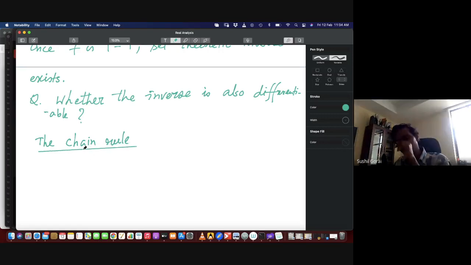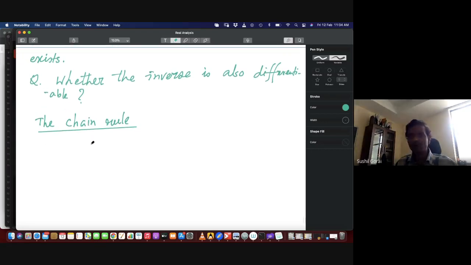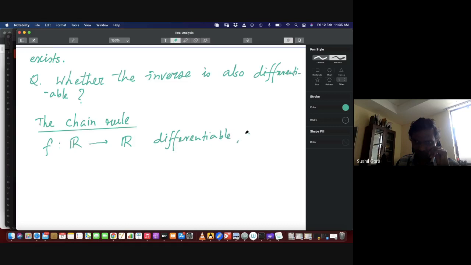So the chain rule is very, very important. You might not see the full strength of the chain rule in one variable, but when you go to multivariable, you will see its full strength, and it is very useful. So what is the chain rule? Let f from R to R be differentiable, and g from R to R, again, differentiable.